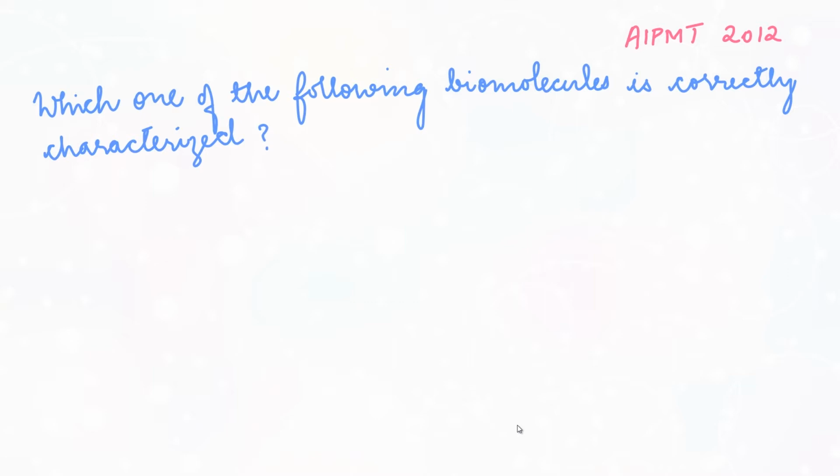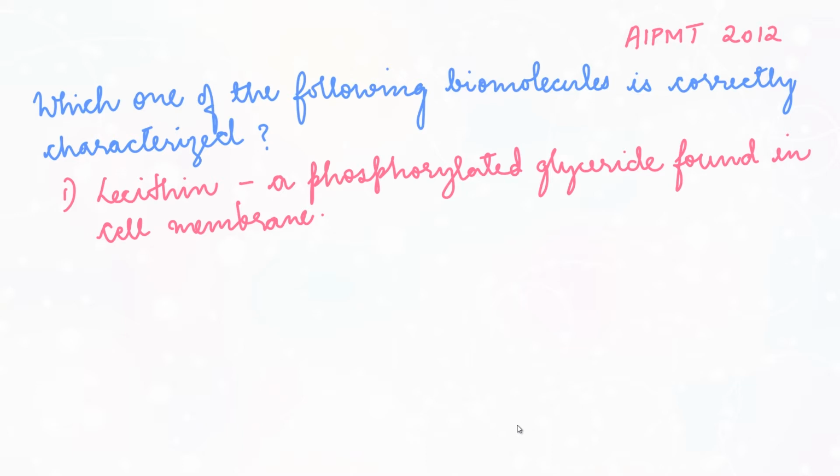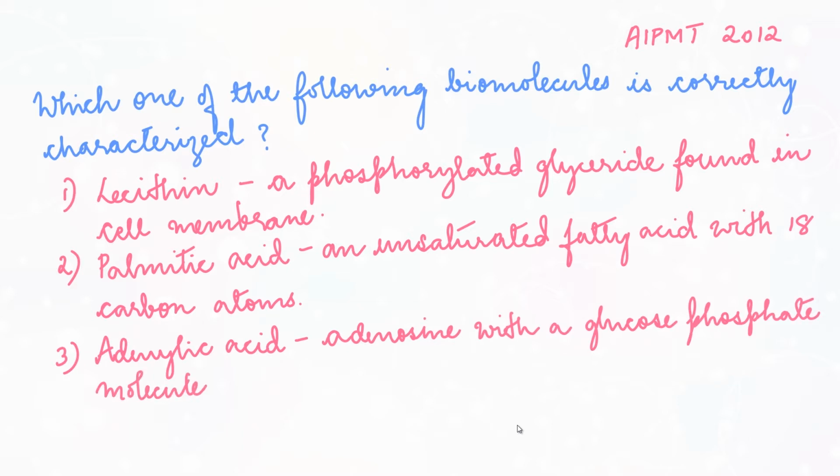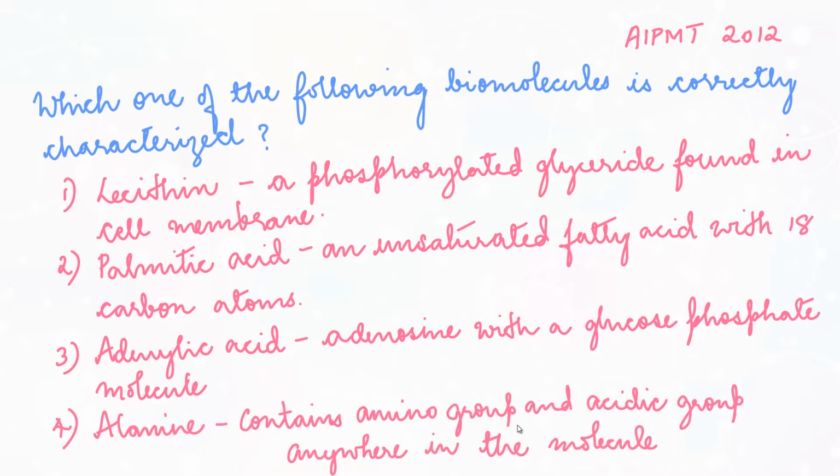Next question. AIPMT 2012. Which one of the following biomolecules is correctly characterized? Lecithin is a phosphorylated glyceride found in cell membrane. Palmitic acid, an unsaturated fatty acid with 18 carbon atoms. Adenylic acid is adenosine with a glucose phosphate molecule. Alanine contains amino group and acidic group anywhere in the molecule. And your answer is option 1, lecithin. It is a phosphorylated glyceride found in cell membrane.